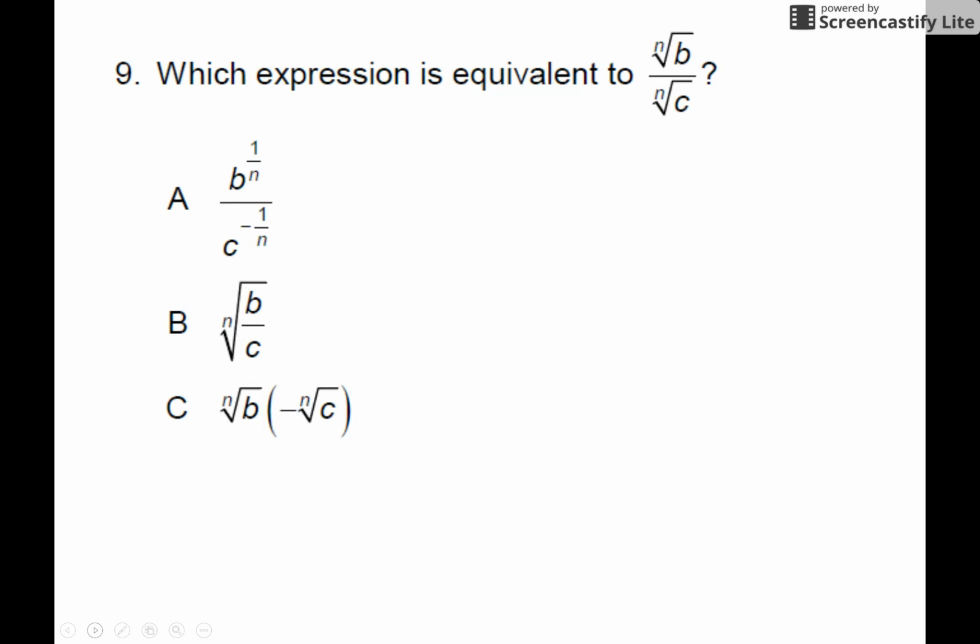Which expression is equivalent to this? This one you would need to look back in, I believe it's section 11.2 from our notes, and look at, there were some rules. I believe this one is called the quotient property of roots. Essentially what it says is, as long as our roots are the same, we can do them separately, or we can squish them together like we see in answer choice B. And we're going to use that property both ways in just a few minutes.